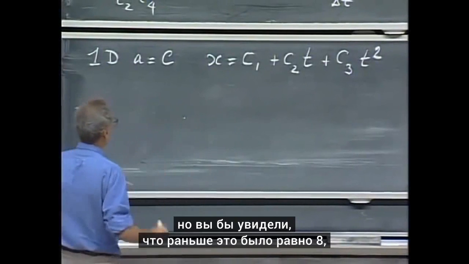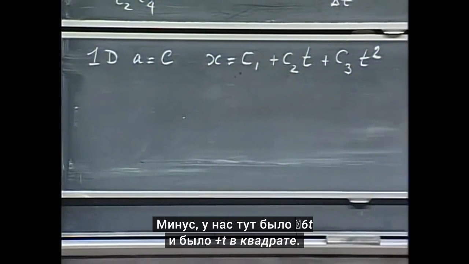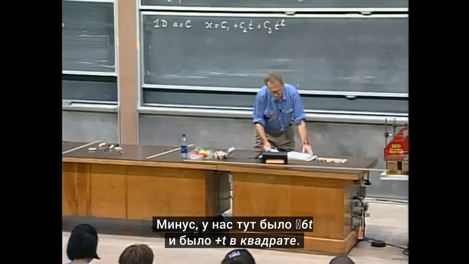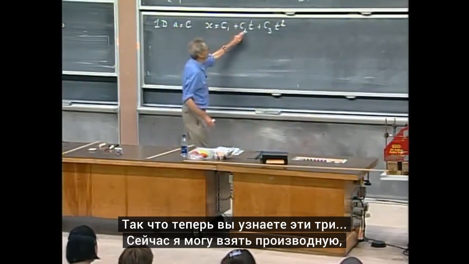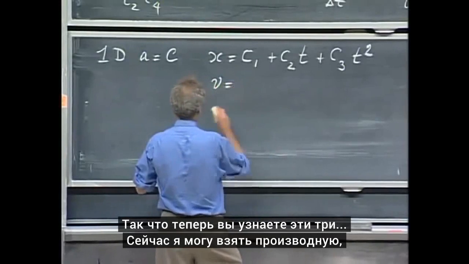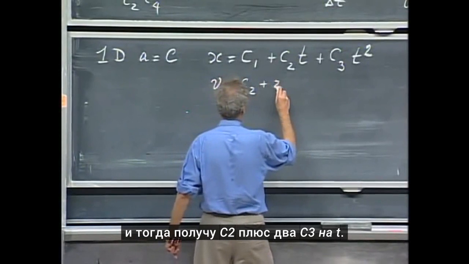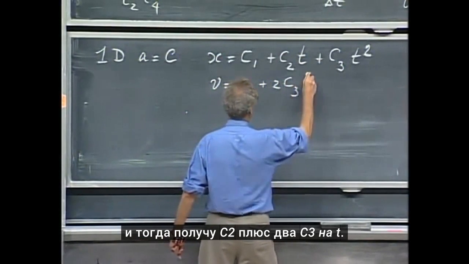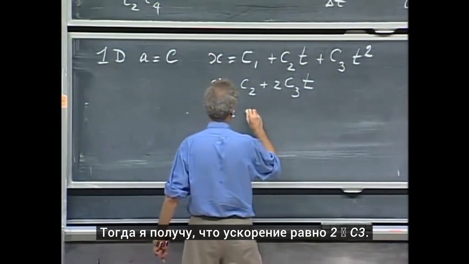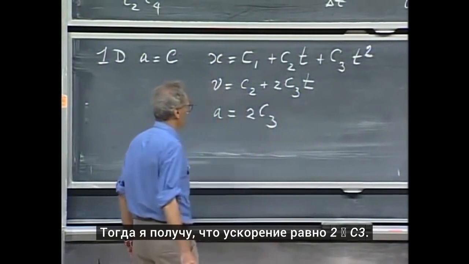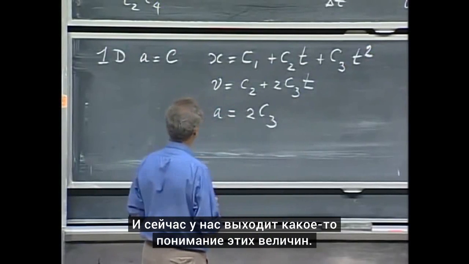And notice, oh, I already erased my example. My example is gone, but you would have seen this was an 8 before, and here we had minus 6t, and we had plus 1t squared. So you recognize these three. I can now take the derivative, and so I get v equals c2 plus 2c3 times t, and then I get the acceleration equals 2c3. And now we get some insight into these quantities.